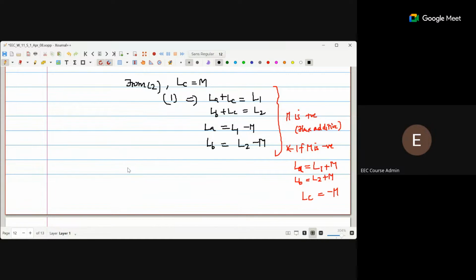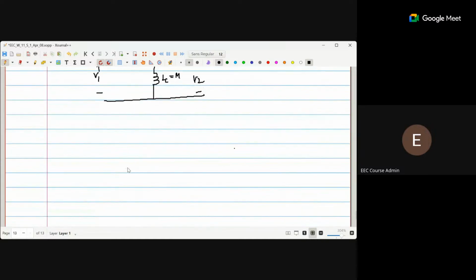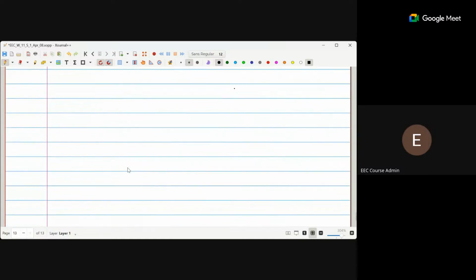And finally, we have to discuss about the impedance matching in the transformer.